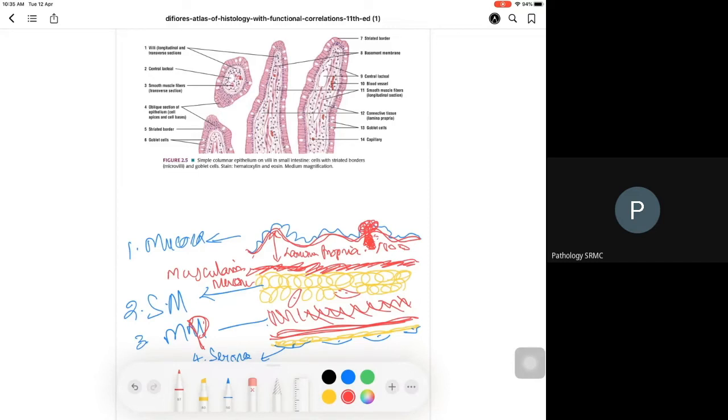That is very, very important. For example, imagine this is tumor. This tumor has to penetrate the muscularis mucosa to come to the submucosa. Then only it is qualified as infiltrating carcinoma.